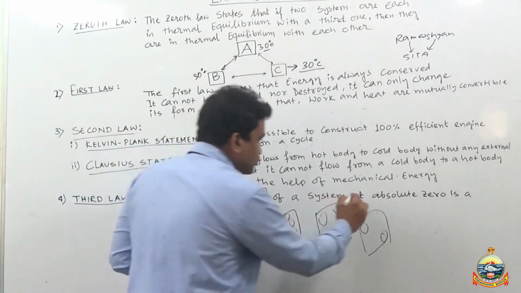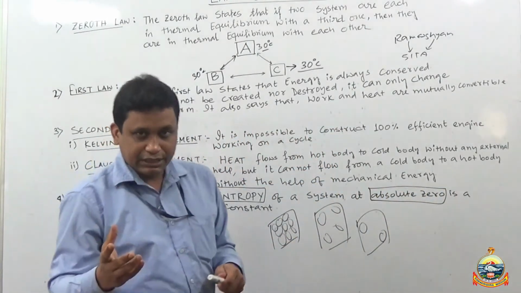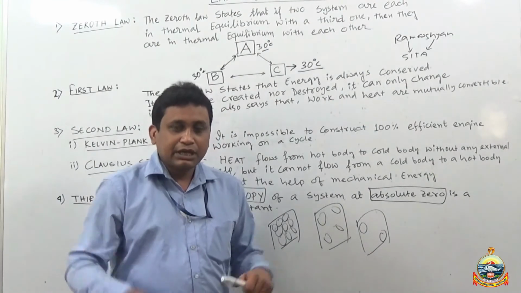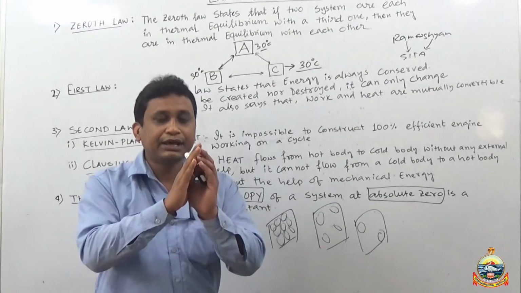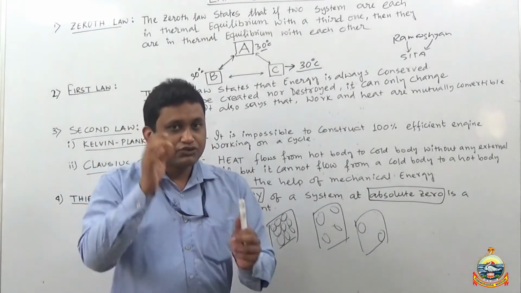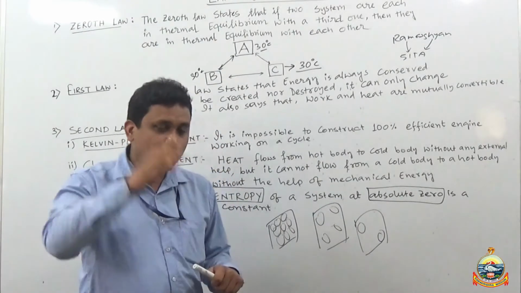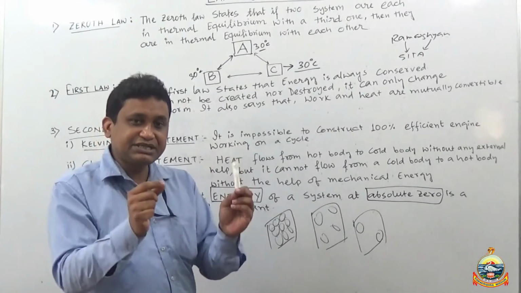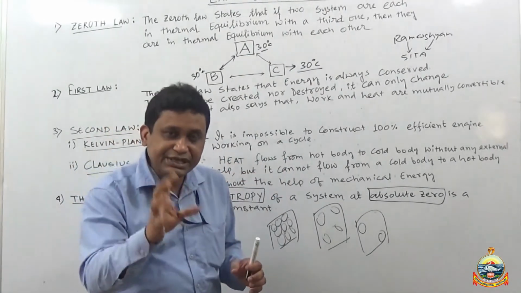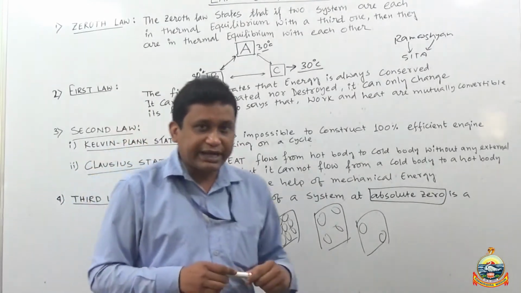Here, the term absolute zero means the lowest temperature, where no energy remains in a molecule, okay. I will repeat this once again: absolute zero means the lowest temperature where the energy of a molecule becomes 0. Okay. So, these are the laws of thermodynamics.